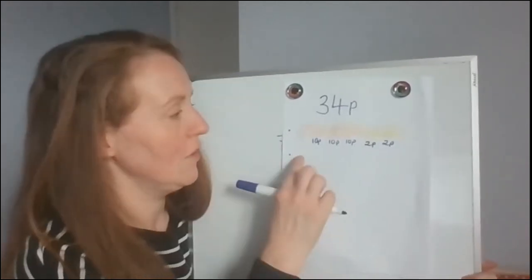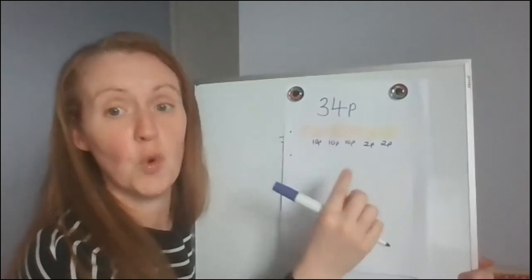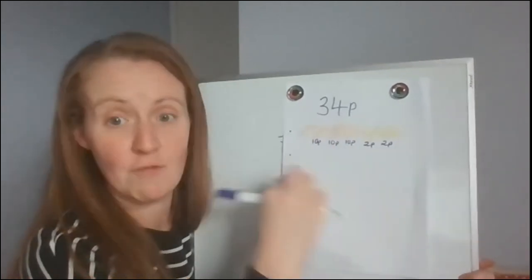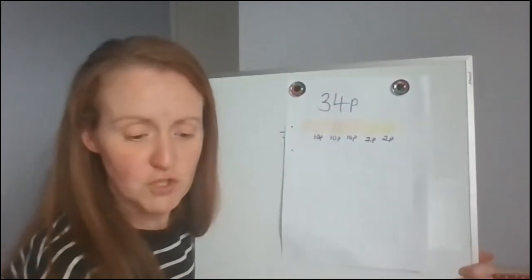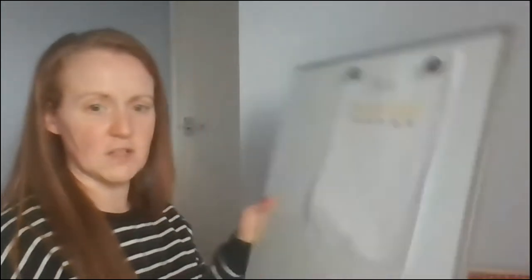So I could have done 5, 10, 15, 20, 25, 30. And then I could have done 4 1p's, 1, 2, 3, 4, and written them underneath. When you've done that, get your ruler or something that can make a straight line. And when you've finished your first one, draw a line across like so.